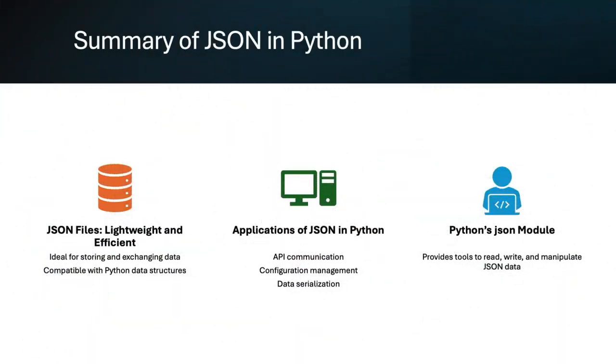In summary, JSON files are efficient for data storage and exchange. They work well with Python's dictionaries and lists, making them perfect for API communication, configuration management, and data serialization. Python's JSON module offers tools to handle JSON data easily. Well, that's all for our session with working with JSON files in Python. Today we covered how to read, write, and manipulate JSON data with Python's powerful built-in tools. JSON is a crucial format for working with APIs and structured data, and mastering it will enhance your ability to handle real-world programming tasks.